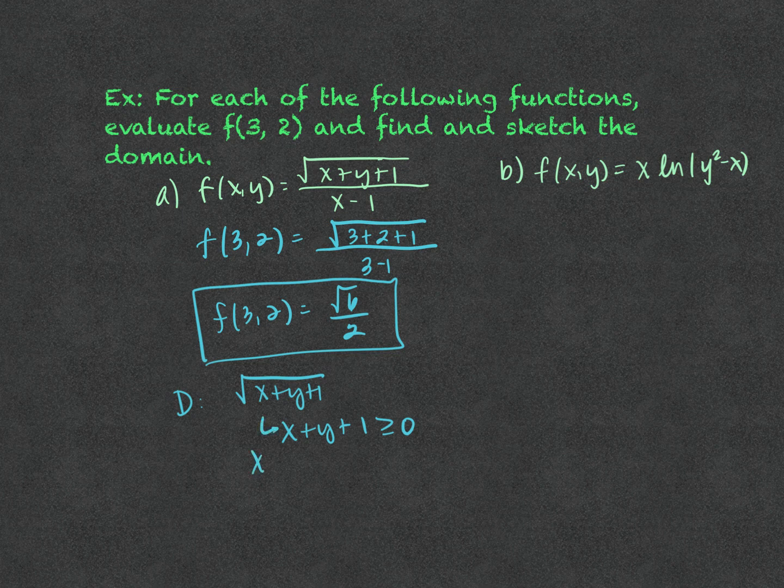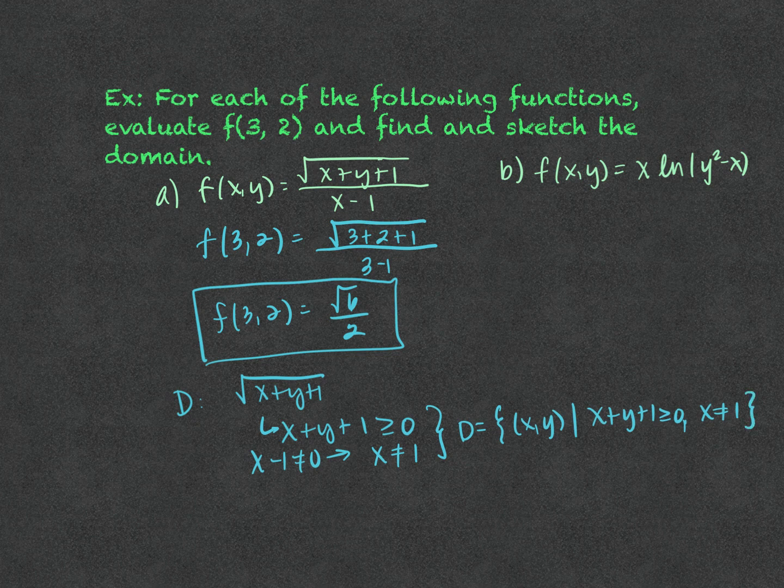And in the denominator, we have x minus 1 does not equal 0. So this gives us x cannot be 1. So we put these together to find our domain. We're going to say the domain is the set of all xy such that x plus y plus 1 is greater than or equal to 0 and x cannot be 1.